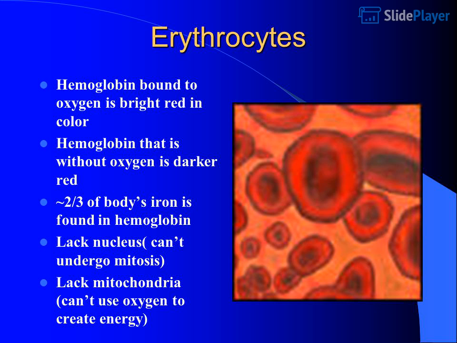Erythrocytes: hemoglobin bound to oxygen is bright red in color. Hemoglobin that is without oxygen is darker red. Approximately 2/3 of the body's iron is found in hemoglobin. Lack nucleus: can't undergo mitosis. Lack mitochondria: can't use oxygen to create energy.